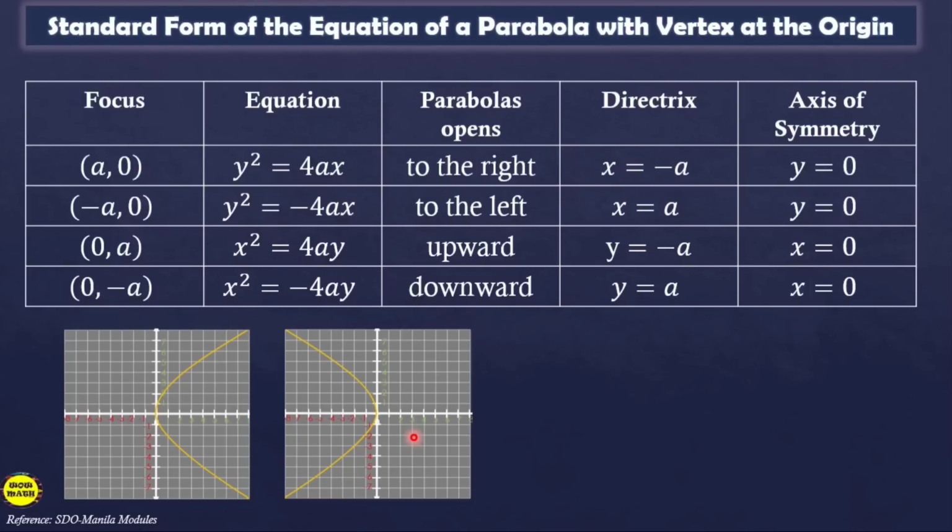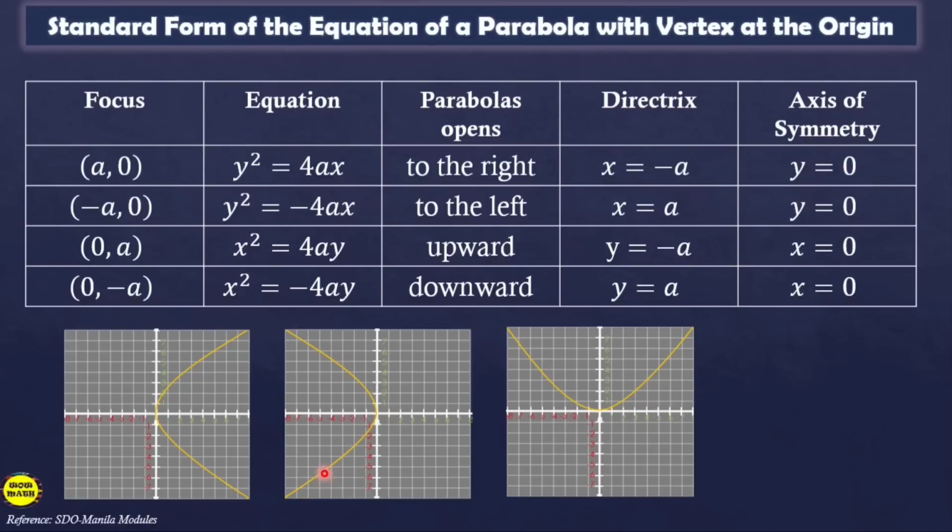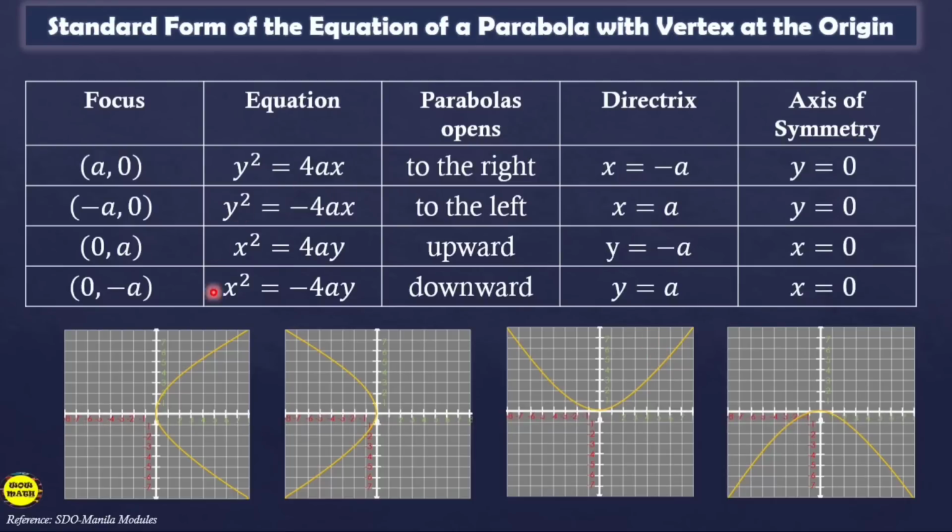Yung y squared is equal to negative 4ax, the parabola opens to the left. Yung equation natin, x squared is equal to 4ay, the parabola opens upward. And then, yung equation na x squared is equal to negative 4ay, the parabola opens downward. So, ito yung pinaka-summarize na diniscuss ko kanina.